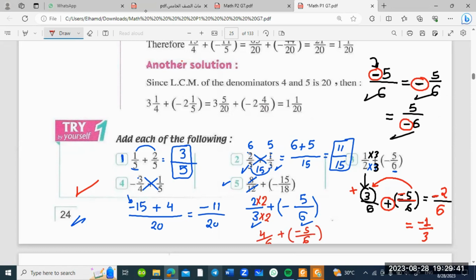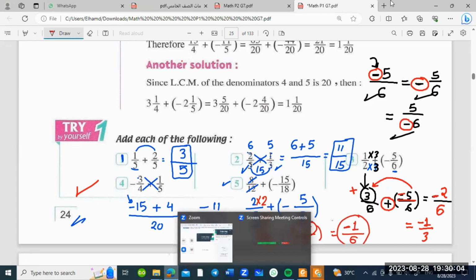Now you have 6 as the denominator. Take one of them. And also you have positive plus negative: 4 plus negative 5. Take the sign of the greatest number, which is negative, and subtract. 5 minus 4 equals 1. So it's negative 1 over 6. Negative 1 over 6. Finish.